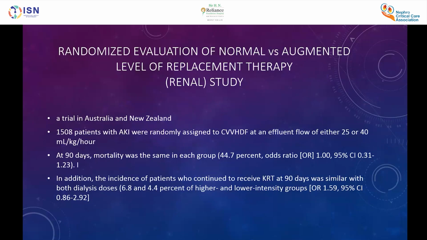There was another study called the RENAL study, a trial in Australia and New Zealand, which included 1,508 patients with AKI who were randomly assigned to CVVHDF with an effluent flow of either 25 or 40 ml per kg per hour. At the end of 90 days, the mortality was the same in each group. In addition, the incidence of patients who continued to receive RRT at 90 days was similar with both dialysis doses, that's 6.8 and 4.4% in the higher and lower intensity groups.